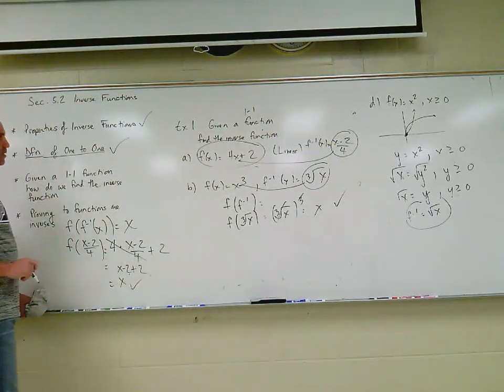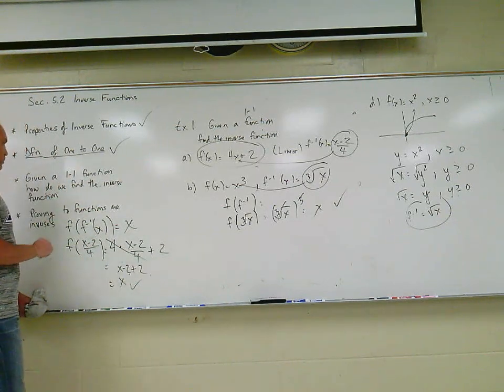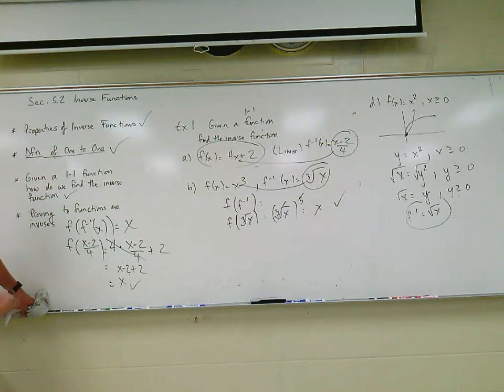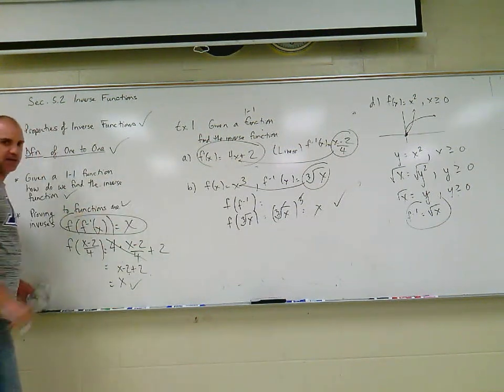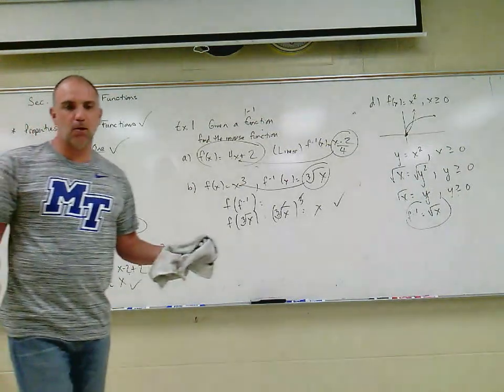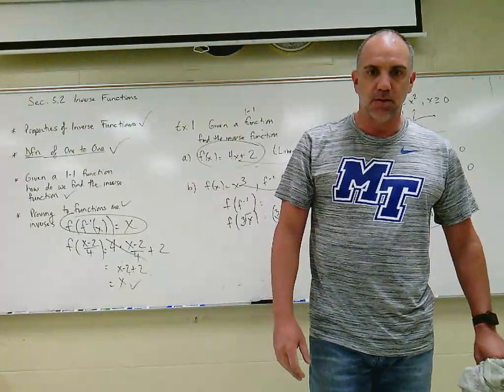All right, so in this lesson, we looked at properties of inverse functions. We looked at the definition of one-to-one. You know that given a one-to-one function, how do we find the inverse? That's where we switch the x's and y's, solve for y. And then this is the proof. You do the composition, you should get x. Hope this helps. And this wraps up lesson 5.2. Okay, good luck.